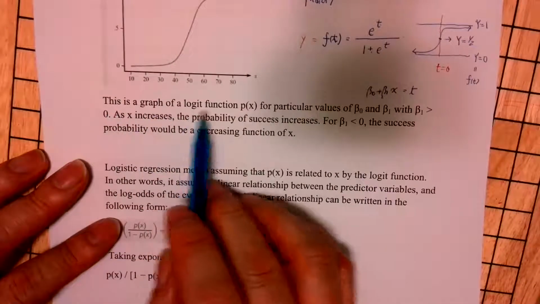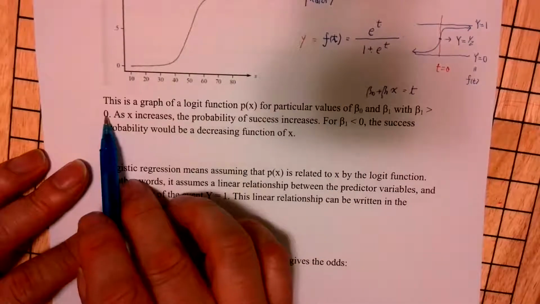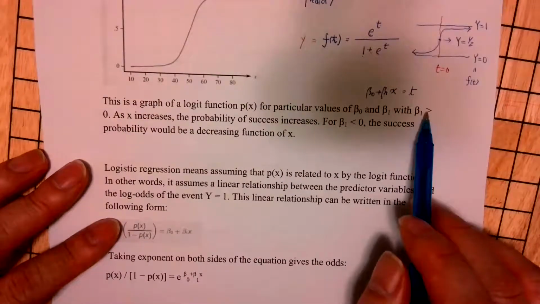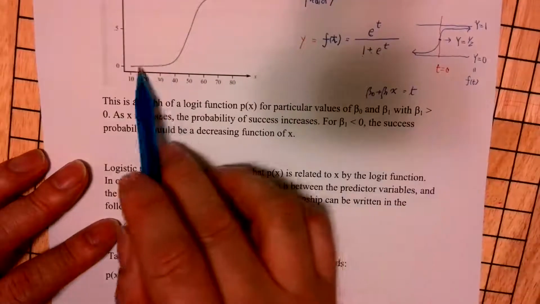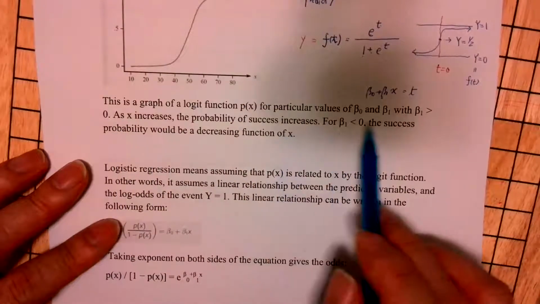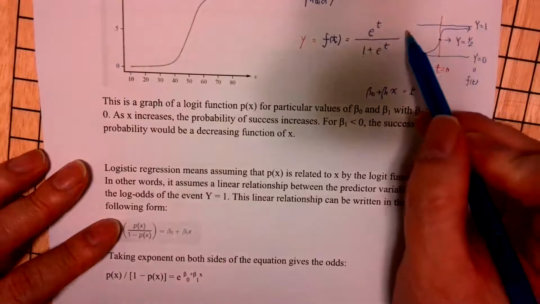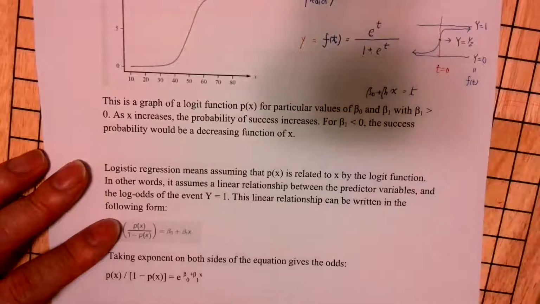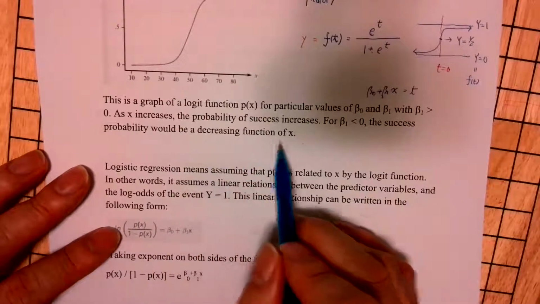This is a graph of the logistic function for particular values of beta naught and beta 1, with beta 1 greater than 0. That means beta 1 and what you want to study have a positive association. As x increases, the probability of success also increases. If beta 1 is less than 0, then as I mentioned, flip it over. When x increases, y decreases. For beta 1 less than 0, the success probability will be a decreasing function of x.